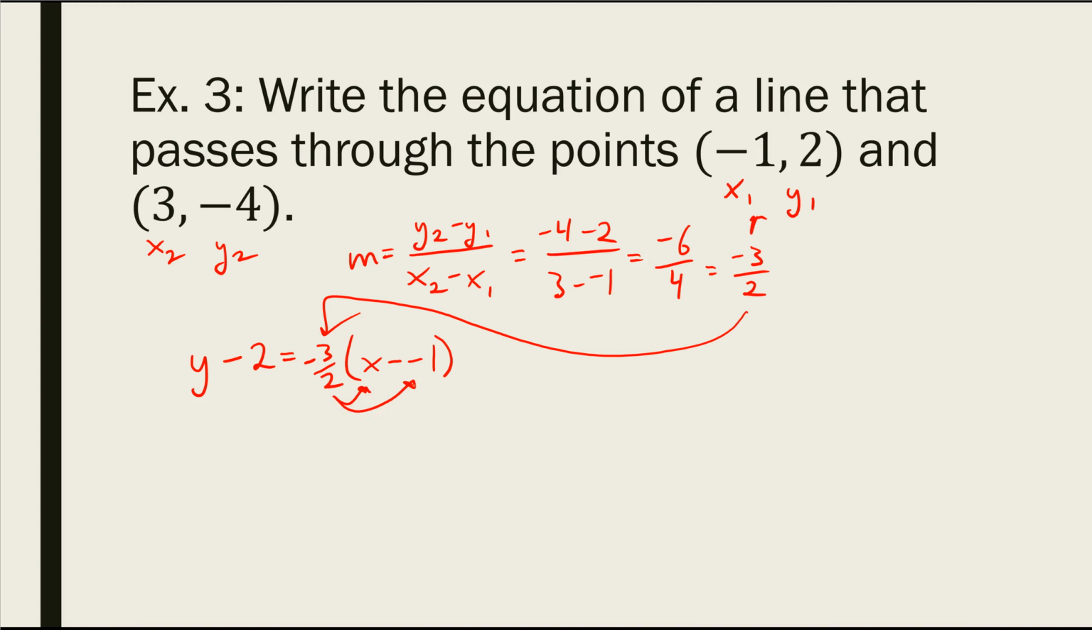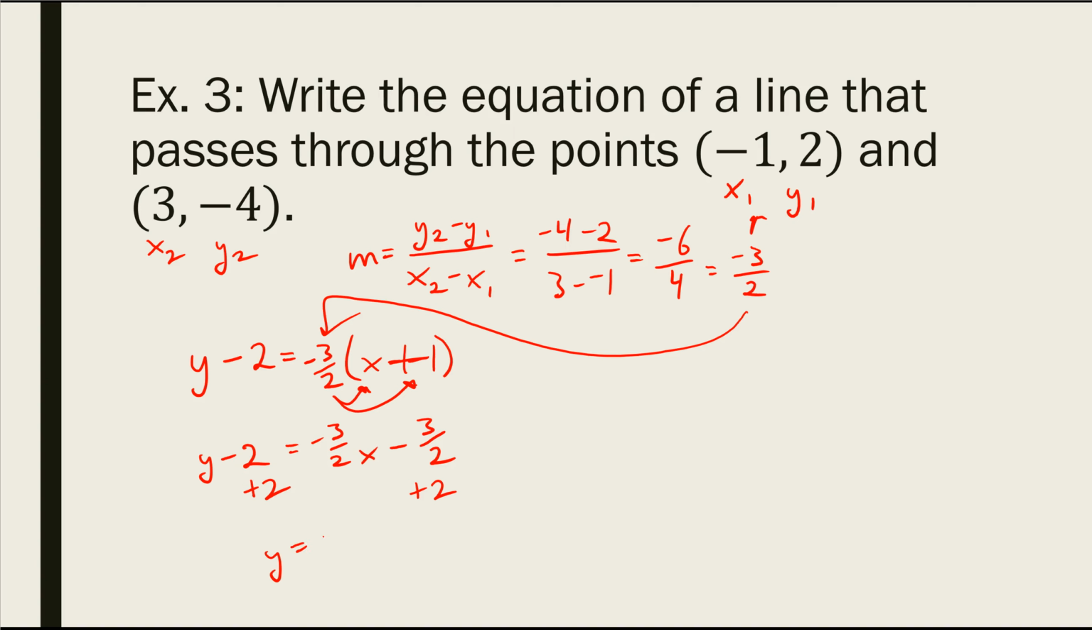We'll distribute in. We know that this double negative cancels, so on the right-hand side I have -3 over 2x minus, don't freak out about the fraction multiplication. 1 times anything is the anything, so 1 times -3 over 2 is just itself. I have y minus 2. Now I need to add 2 to both sides.